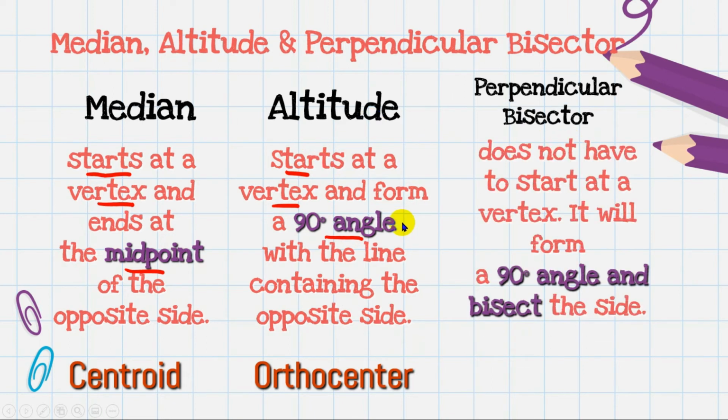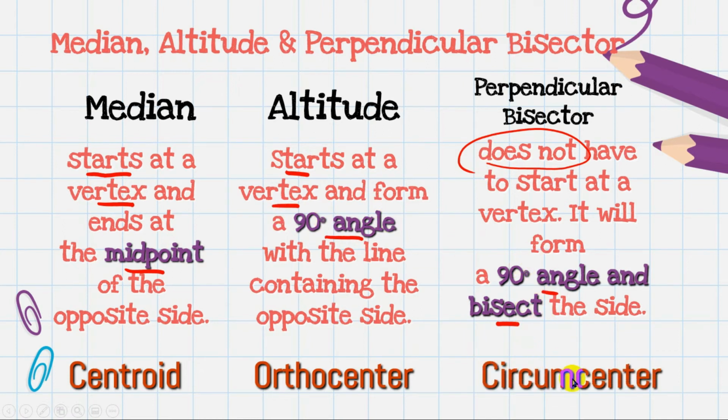And for the perpendicular bisector, parang combination ni median at ni altitude kasi kailangan natin yung midpoint na nagbabisect dun sa line segment at kailangan makapag-form ng 90 degrees. Kaya lang, ang pinagkaiba niya is, hindi kailangan mag-start sa vertex. Okay? At ang tawag po sa point of intersection ng mga perpendicular bisectors ay ang circumcenter. So, ito yung kailangan nating tandaan when it comes to median, altitude, and perpendicular bisector.